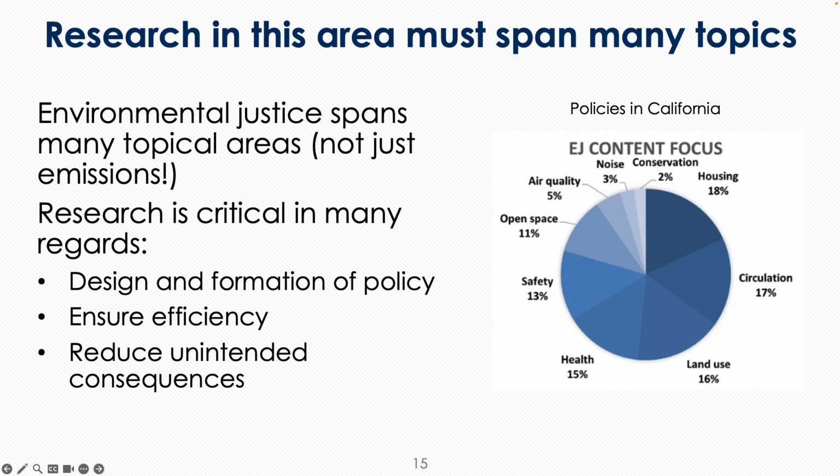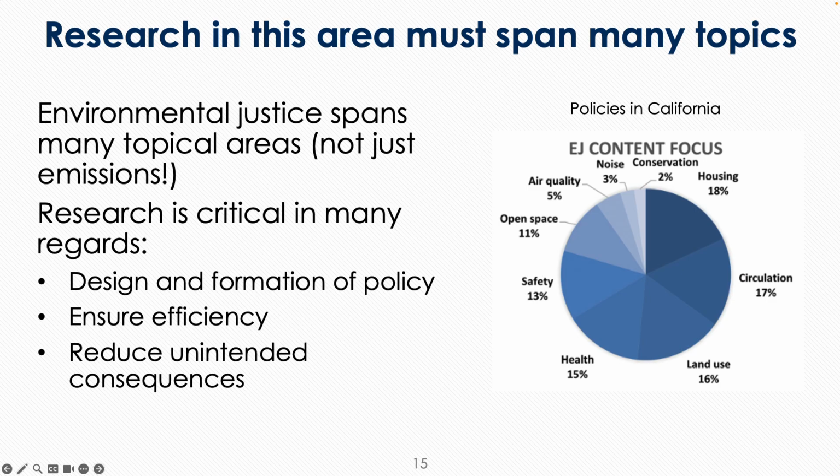So research in this area, I'll mention, is across many different topical areas. It doesn't have to be just emissions. That's the sort of default that I go to when thinking about some of these things. But in general, we think about equity and justice informing design and formation of policy. You want to maintain efficiency and reduce unintended consequences, right?